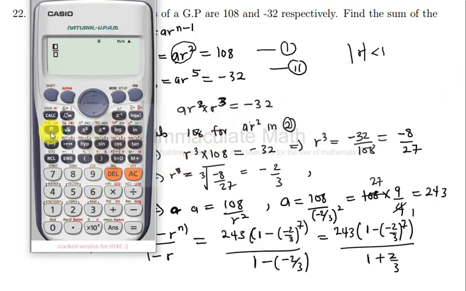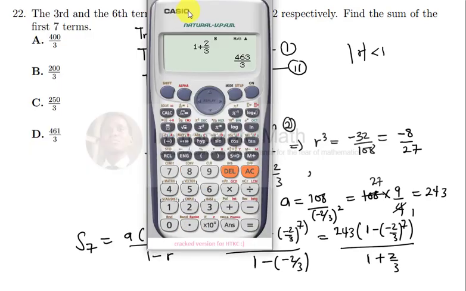Let me see how I can type this on the calculator. I have 243 multiplied by 1 minus, minus 2 over 3, that is minus 2 all divided by 3, and everything is raised to the power 7. Let me close this bracket, then everything divided by 1 plus 2 over 3. So that means I have 463 divided by 3.